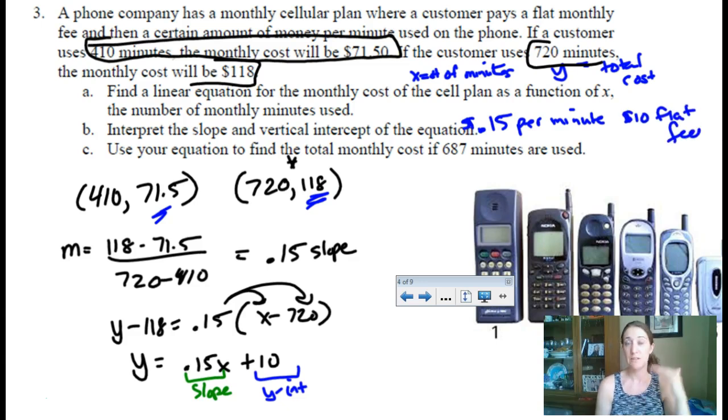So your bill is going to start at $10 regardless of whether you actually make any phone calls, and then it's going to increase slowly, 15 cents for every minute that you spend on the phone. It was a struggle back in the day when cell phones didn't used to have these plans you have.